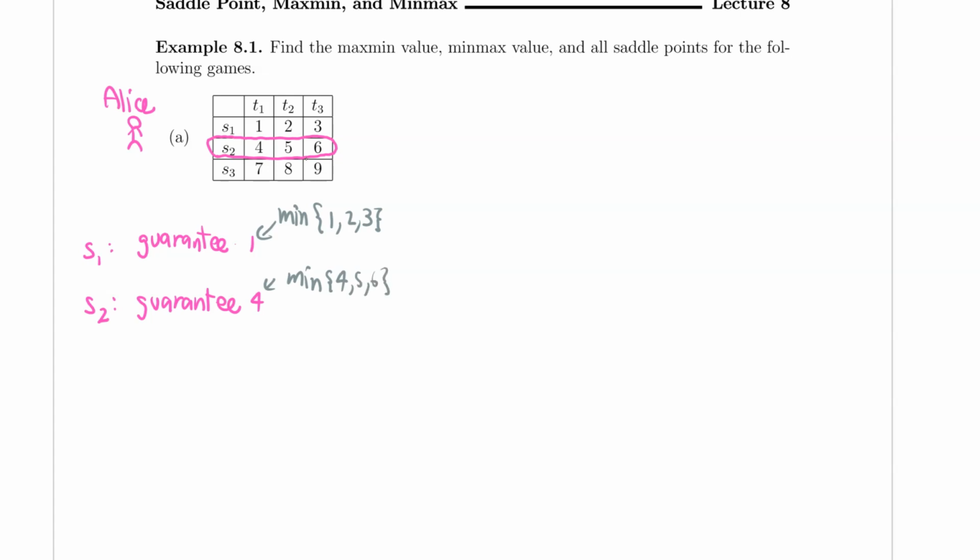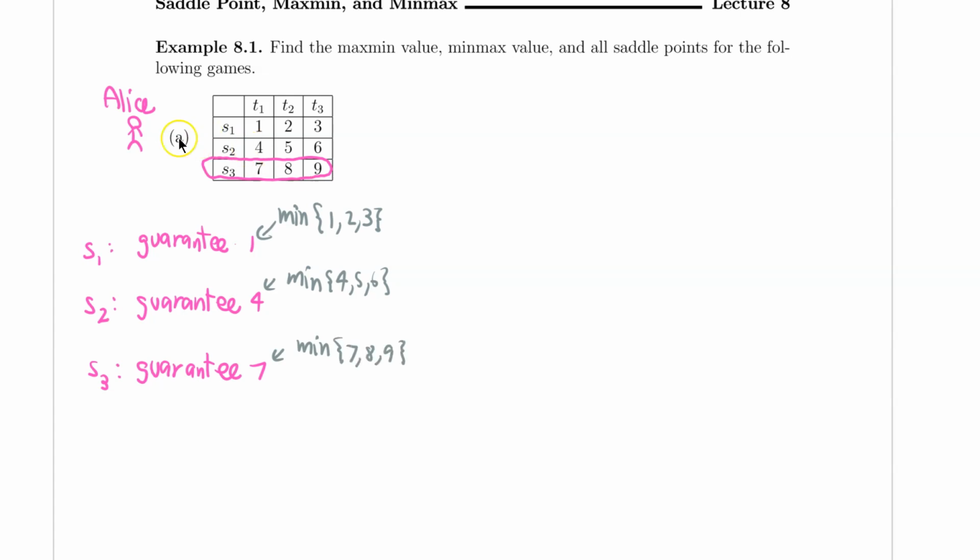Well, how about S3? Choosing S3 is going to guarantee her $7 because she will either get $7, $8, or $9. So this is going to guarantee her $7, and this is going to be the minimum of 7, 8, and 9.